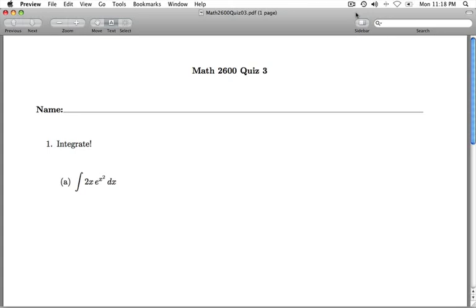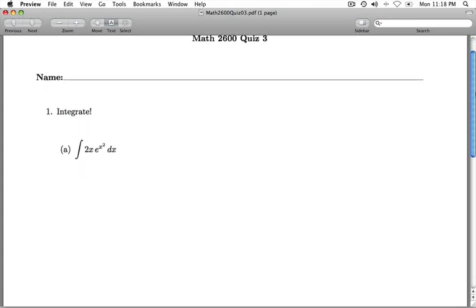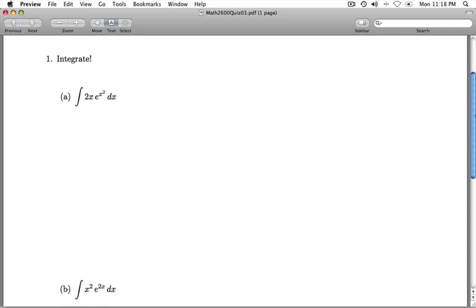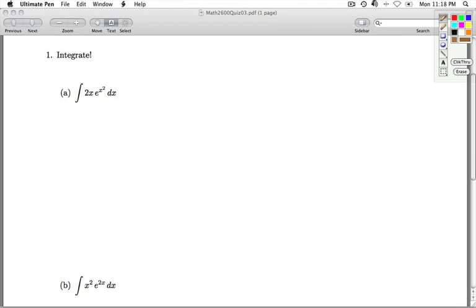Hi folks, this is Calc 2 Quiz 3. We're asked to integrate. We have two integrals here. They look hauntingly similar, yet the techniques are vastly different.